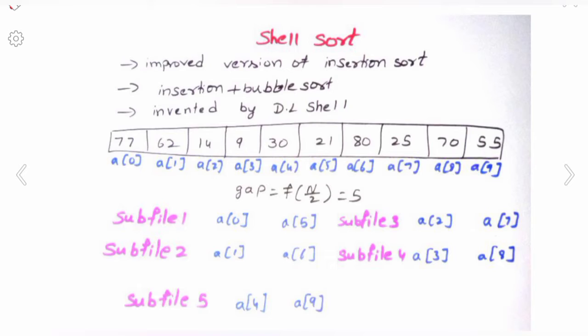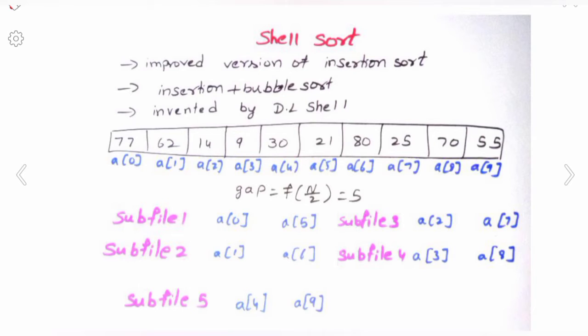To find the gap of the array, we use the formula floor of n by 2, where n is the size of the array. Here the size of the array is 10. So floor of 10 by 2 is 5. We consider the gap between the elements to be compared as 5, and some subfiles are generated with this gap as given below.